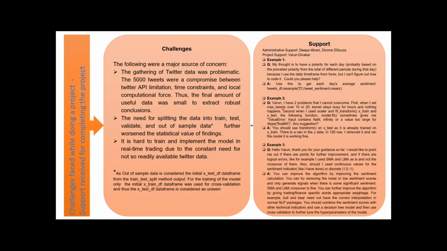And another question here. When I set max tweets over 10 or 20, the kernel stays busy for hours and nothing happens. Second, when I use scaler and fit_transform on xtrain and xtest, the following function model fit sometimes gives me a value error. Any suggestion? And the answer: you should use transform on xtest, as the scaler is already trained on the xtrain.